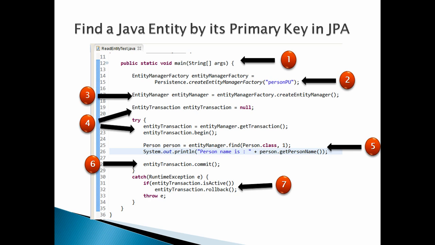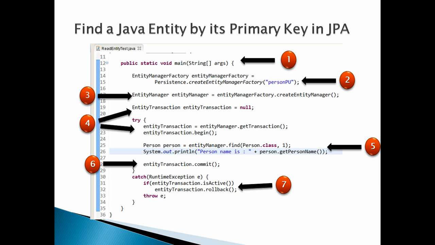Moving ahead. Number 4, in order to find instances of the Person entity in the database by its primary key, we have to create an EntityTransaction object. Here, EntityManager is responsible for beginning and committing the transaction. It has a method getTransaction, which returns an instance of EntityTransaction. In order to begin a transaction, call the EntityTransaction method begin.